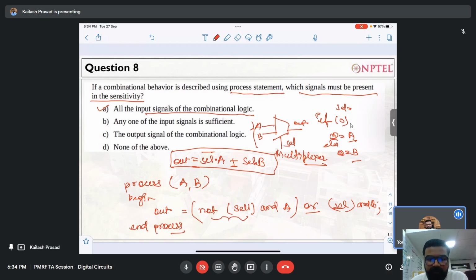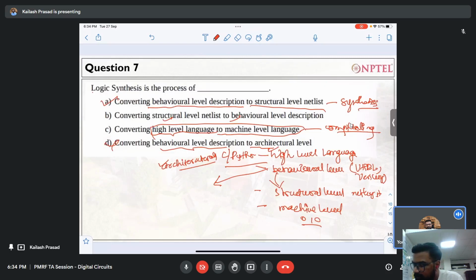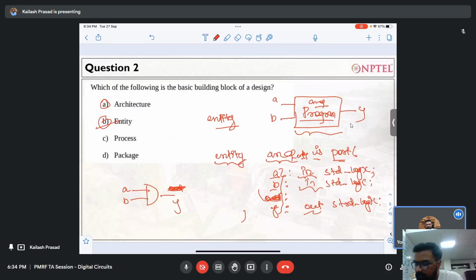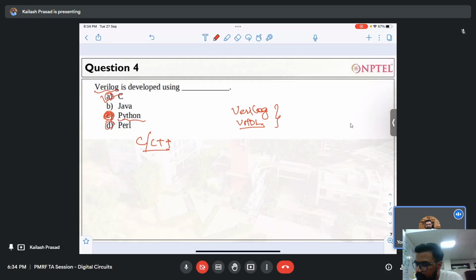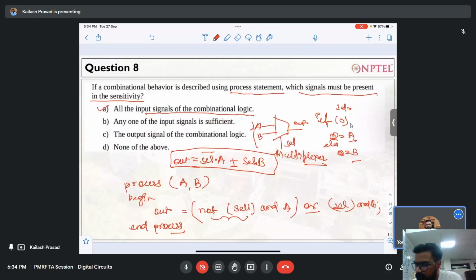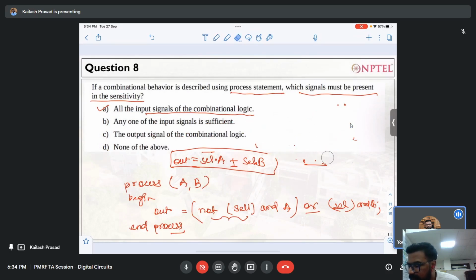Earlier, what have you seen? Earlier, we have seen the entity. Entity is just a definition of ports. If I want to write an entity over here, I will go to the entity definition. Here it is: entity of is and port. Here you have to define it like this. So if I want to define the entity of this, first I have to define the entity. I will write mux, mux 2 plus 1.